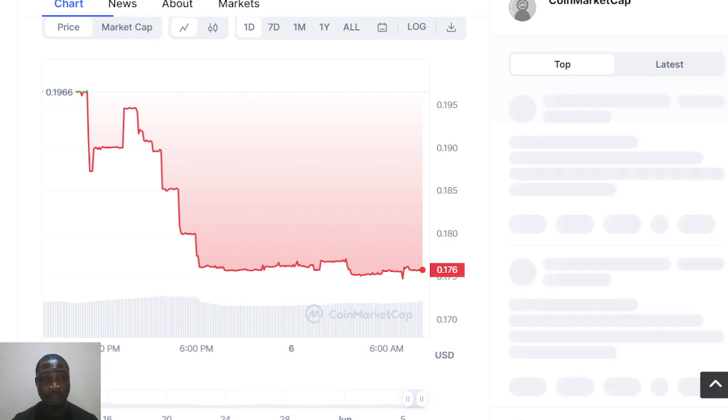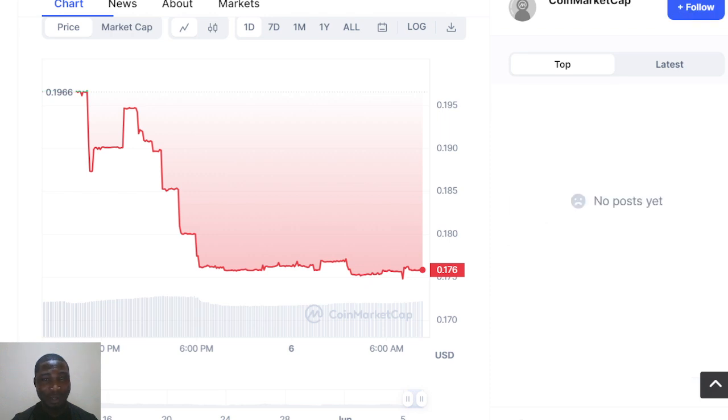Now you can see, based on what is currently happening in the market, the market is currently red. Wow, the market is currently red, and it is crying because of a lot of stuff that is happening in the market space.